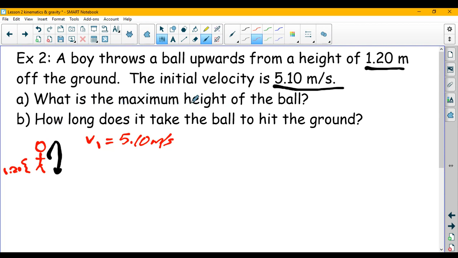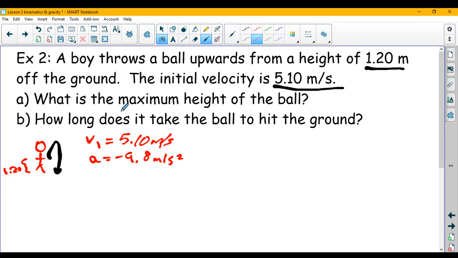Then it asks me, what is the maximum height of the ball? Now there's some things we have to think about. When the ball goes up, it's going to slow down as it goes up. So that means when the 5.10 meters per second is true, the acceleration is going to be negative 9.8 because it starts off and then it slows down. So I can automatically assume it's negative on the way up, because when this is happening, this will happen at the same time.